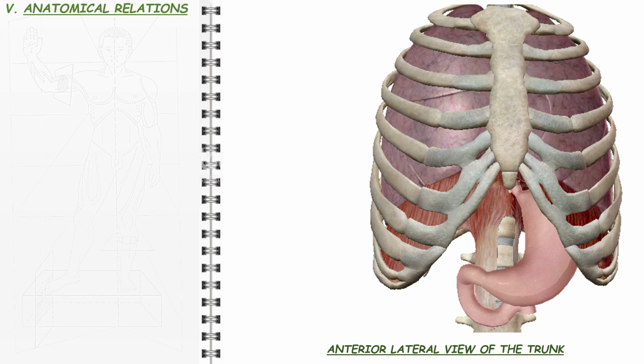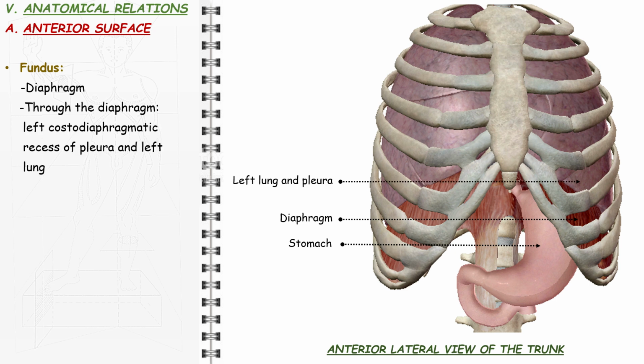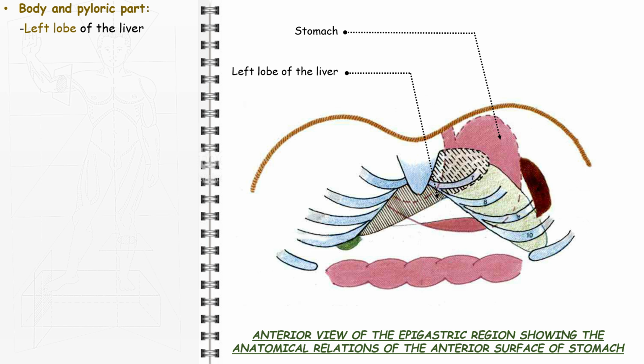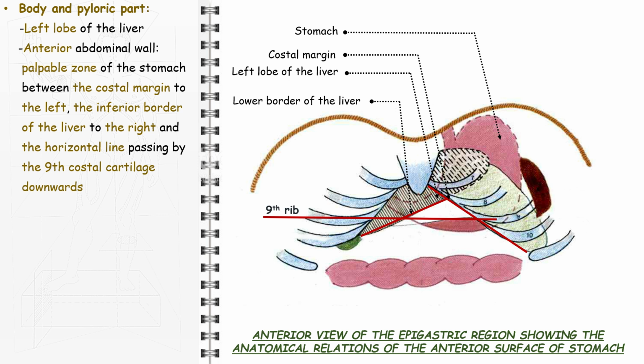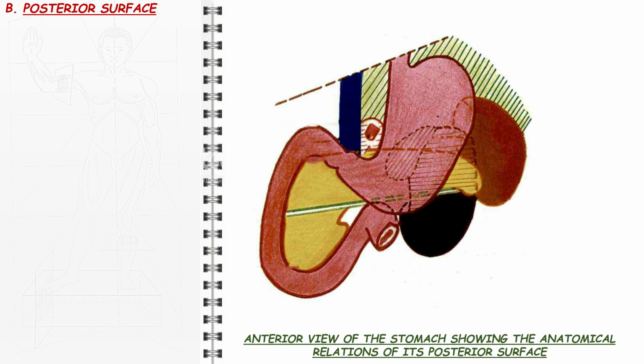Beginning with the anterior surface of the stomach, the fundus is overlaid by the diaphragm. Through the diaphragm, it is in contact with the left costodiaphragmatic recess of the pleura and left lung upwards and the thoracic wall laterally. The body and pyloric part are covered by the left lobe of the liver to the right and the anterior abdominal wall forwards, directly towards the palpable zone of the stomach between the costal margin to the left, the inferior border of the liver to the right and the horizontal line passing by the ninth costal cartilage downwards. Now, the posterior surface of the stomach rests on the lesser sac.